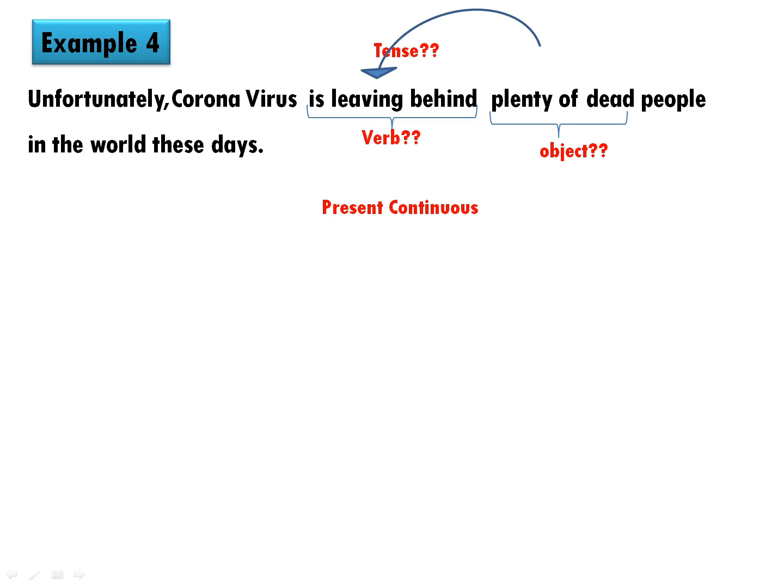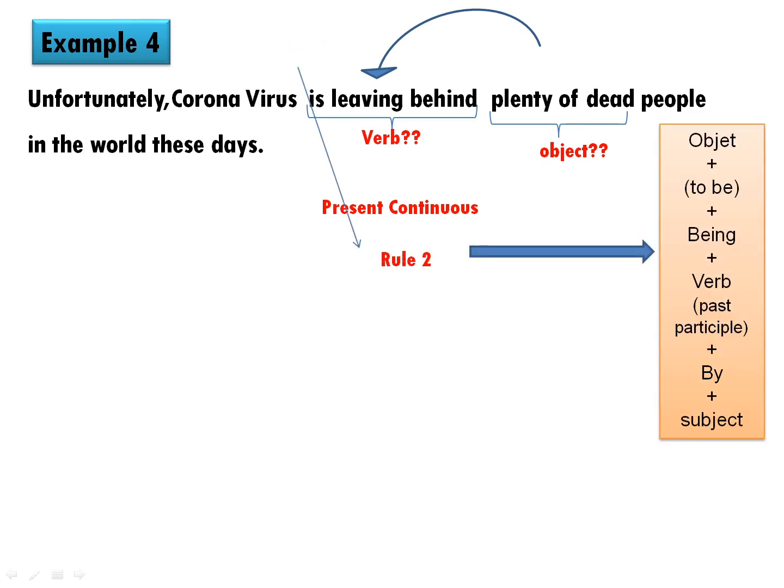So this is the present continuous. Present continuous, let me see. Yeah, it's rule number 2. Great. It's rule number 2. This is the question you ask. Yes. And then rule number 2, what is it? It's this. Object plus to be plus being plus verb, past participle plus by plus subject. Great. Now I need to start my sentence again.